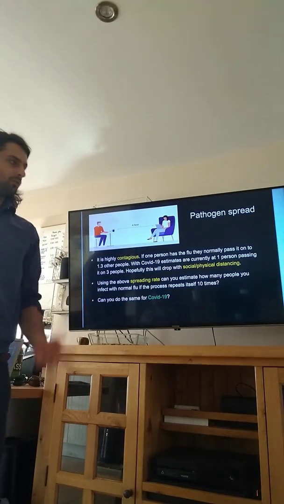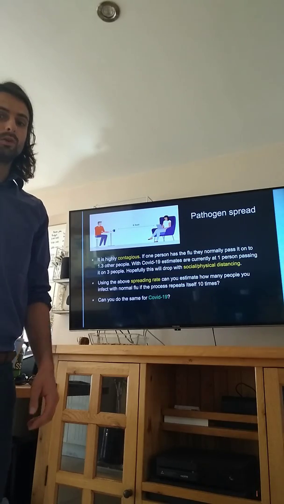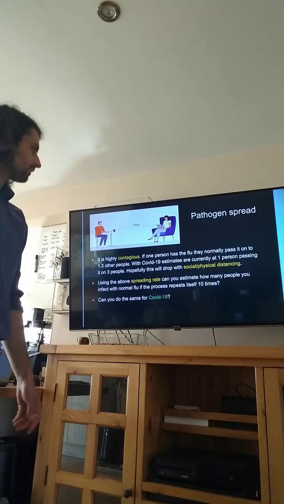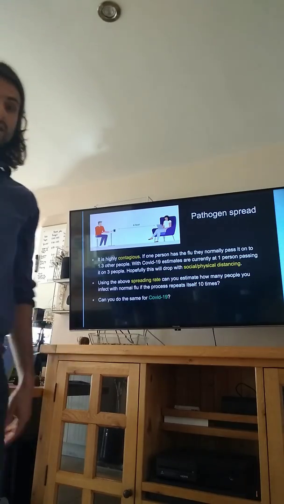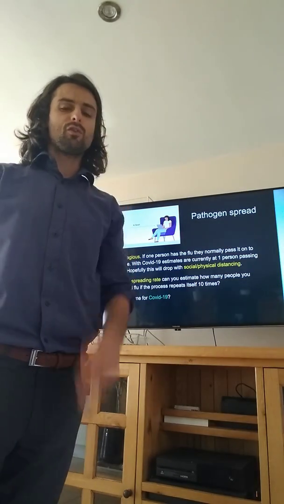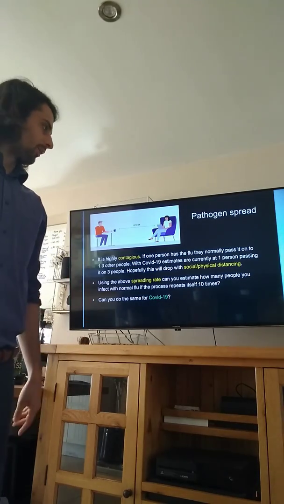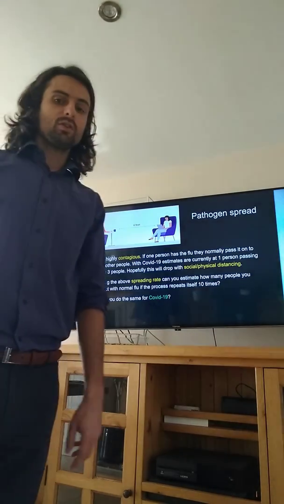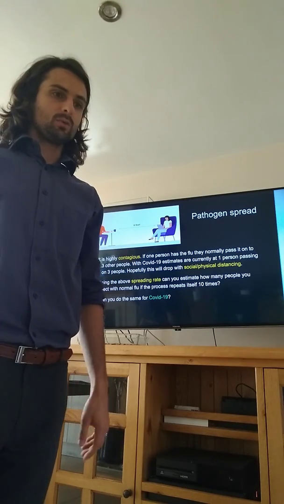So as I've already mentioned, if one person gets the flu, on average they pass it on to another 1.3 people. With COVID-19, if one person gets that, they normally pass it on to approximately another 3 people. What I want you to try and work out is how many people they pass it on to if this process repeated 10 times for each one.